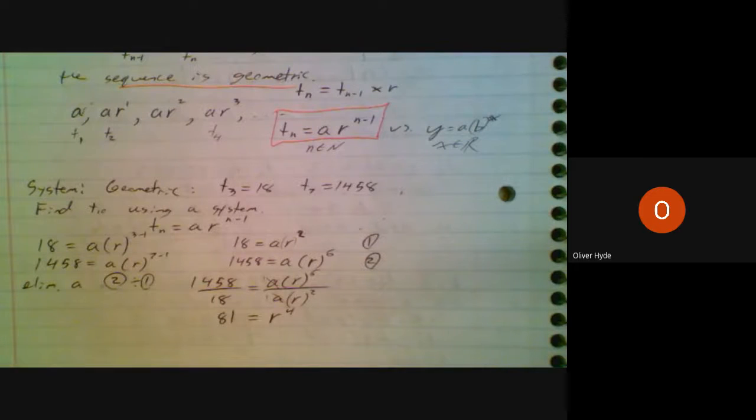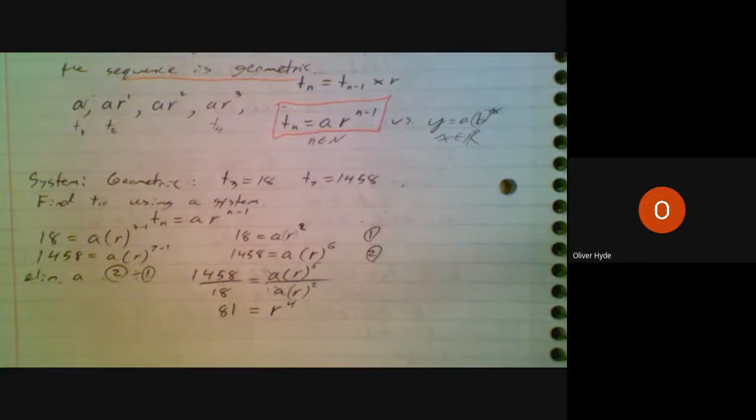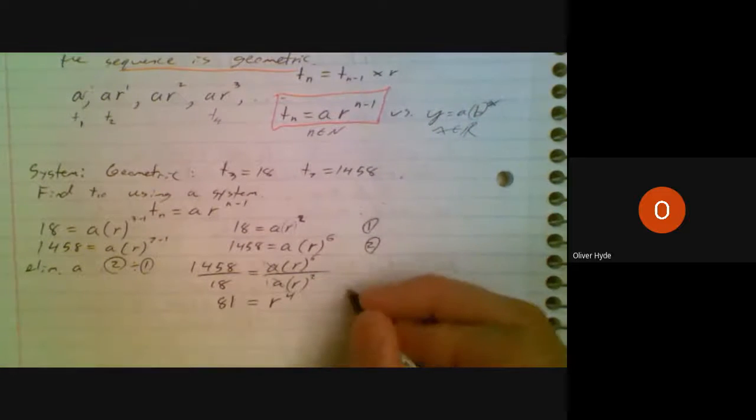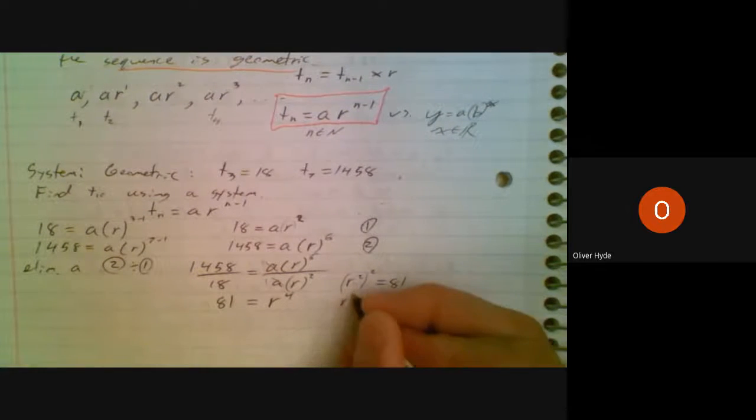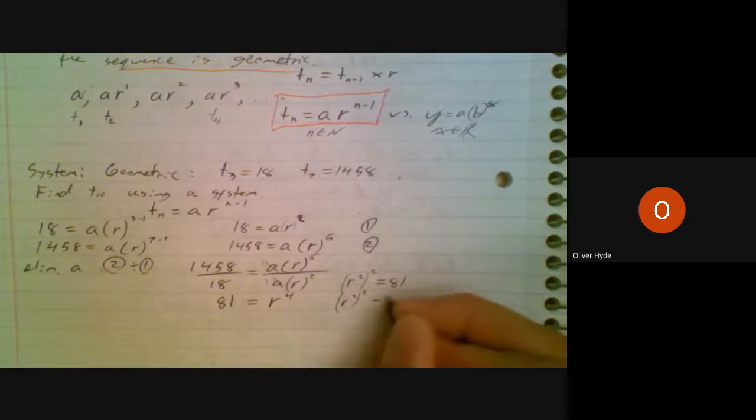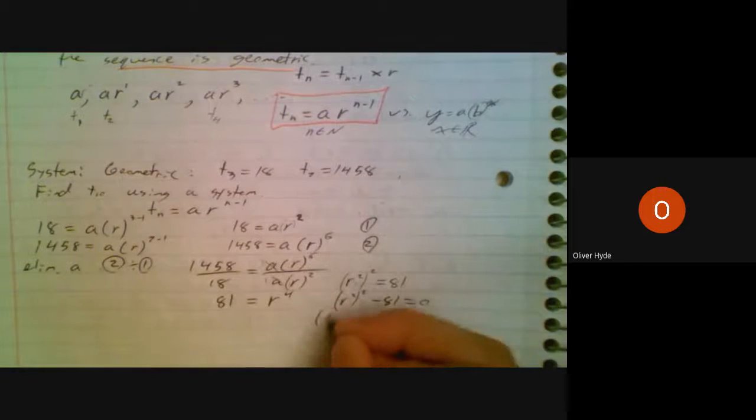Okay. Now, let's be very careful here. This is kind of like a quadratic equation. It's a quadratic equation if you see it as r squared squared equals 81. And then you could solve by factoring as a difference of squares. You've got r squared minus 9 times r squared plus 9 equals 0.